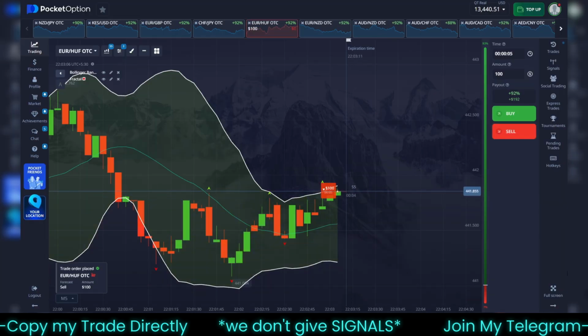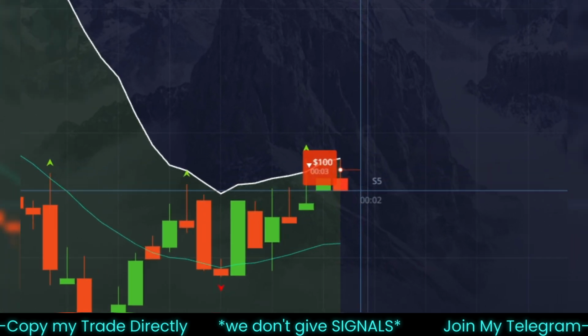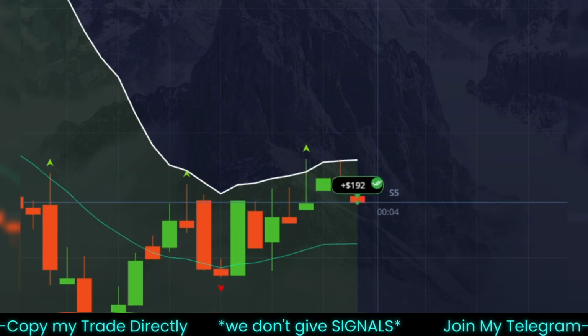Here we are taking live setups for the downward direction, and guys, the setup followed through as expected.